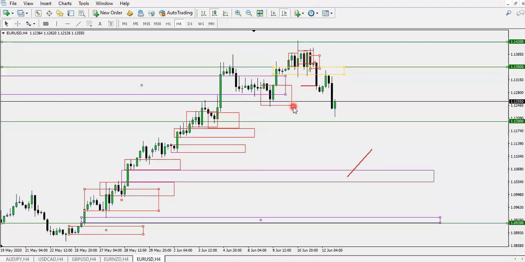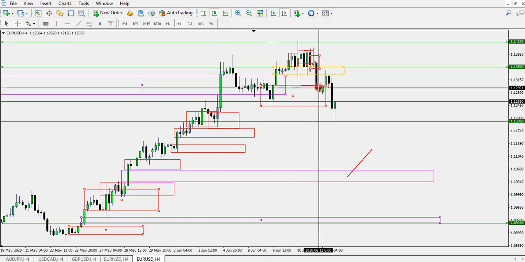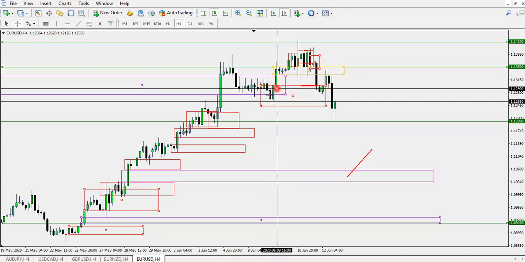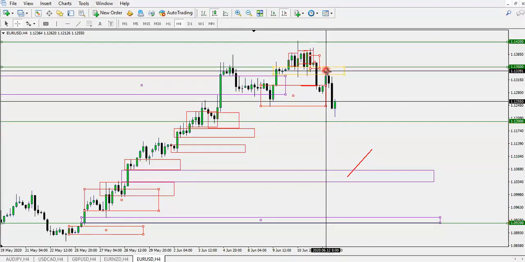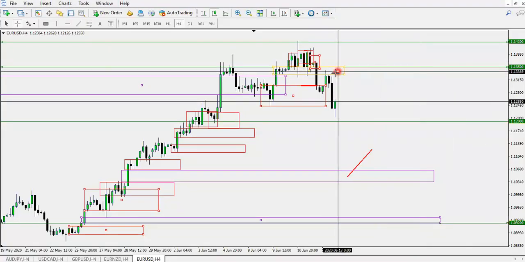Price rallied and bounced off of this order block over here. You can see price coming down, creating our breaker, testing this order block, bouncing back up, retesting our breaker. Price rejected our 500 institutional level.